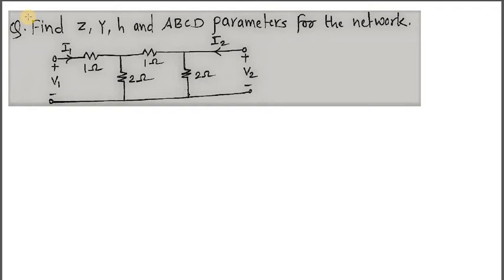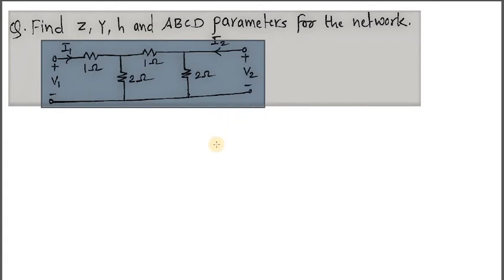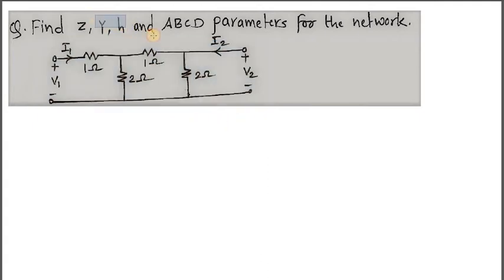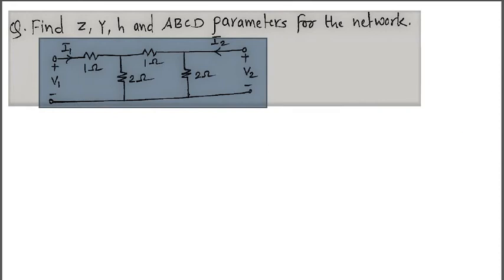Hello students, now in this lecture we will learn about finding y parameter, h parameter and ABCD parameter for a given network. We have considered the same network that we had solved z parameters for in the earlier lecture. So let's see how to obtain y parameter, h parameter and ABCD parameters if asked in the examination. The method that we will use in this case again will be the method of applying KVL.